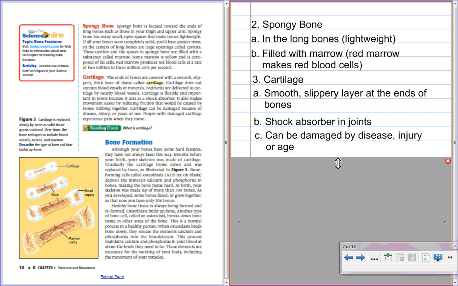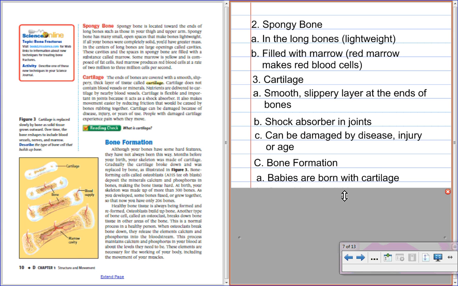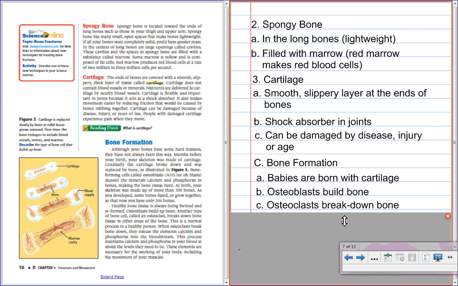All right, so this didn't have any red headings, but it had one big blue heading, bone formation. Babies are born with cartilage. Osteoblasts build bone, BBB. Osteoclasts crush, break down bone.